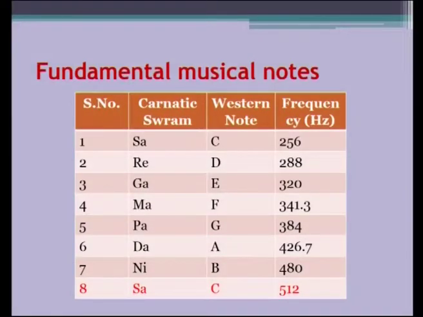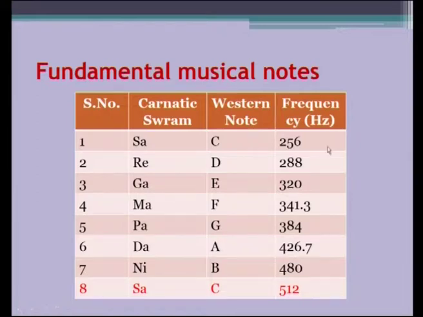There are 7 swaras in Carnatic music: sa, ri, ga, ma, pa, da, ni, and the sa again comes as the 8th one. In Western notes, they are called C, D, E, F, G, A, B, and again the C repeats. So, 7 notes are there. The 8th one is called the octave. The next octave starts with the 8th one and it goes on.